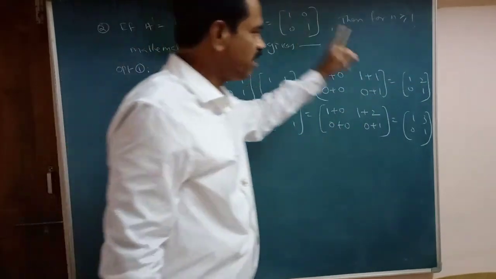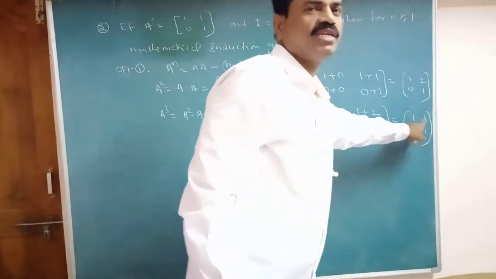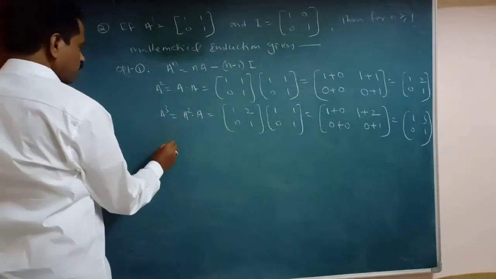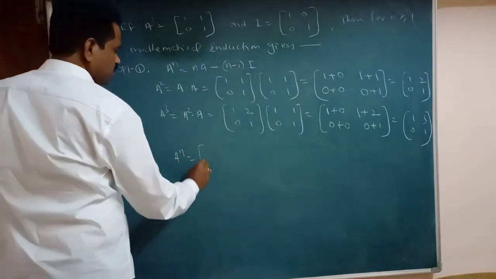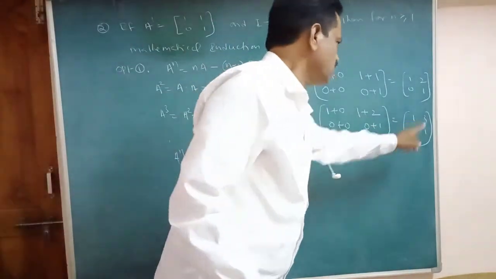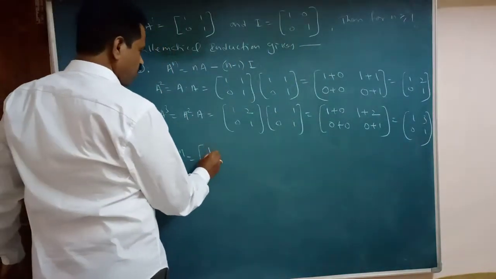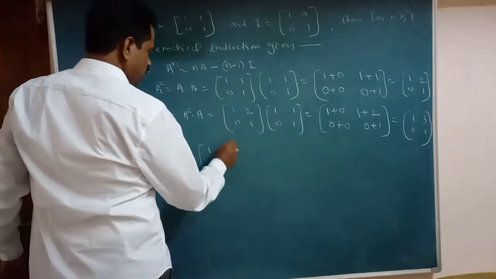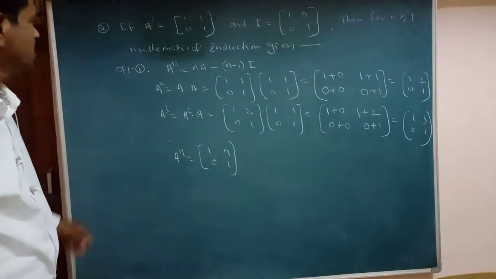If it is 3, what is the value here? I am taking a power n in place of 3. So the LHS, A power n, is the matrix 1 n 0 1.